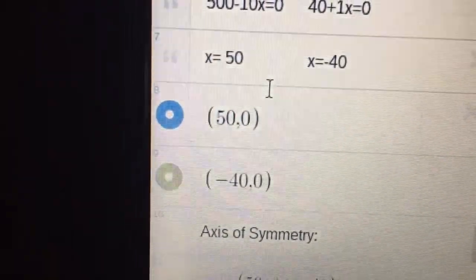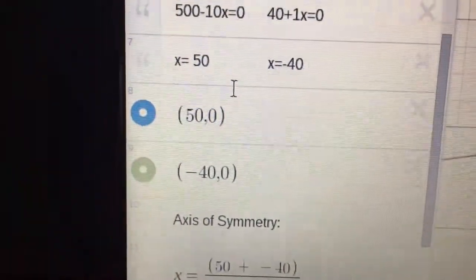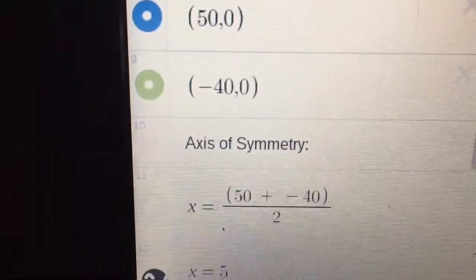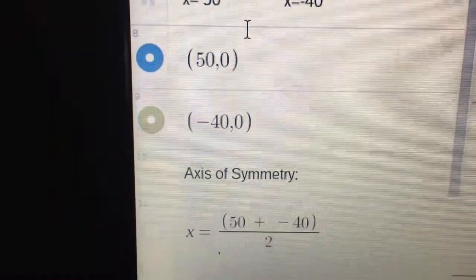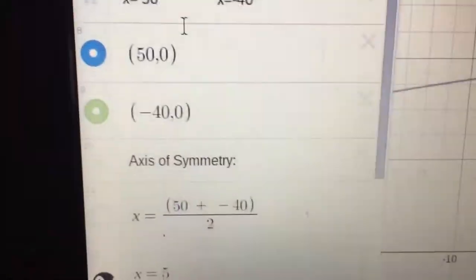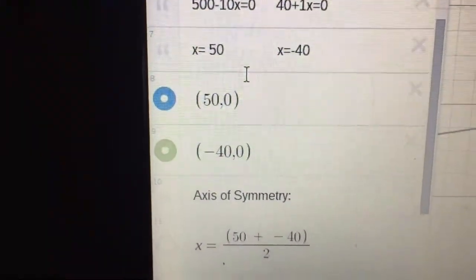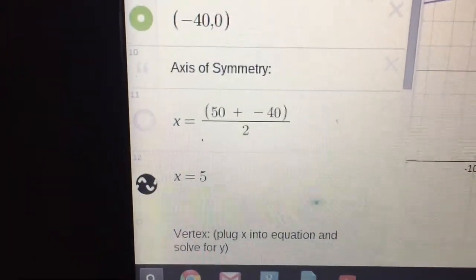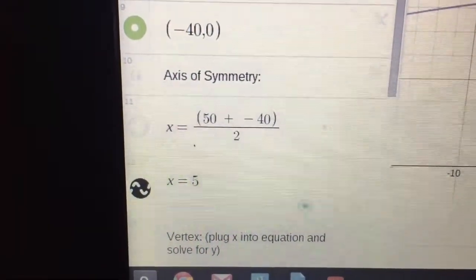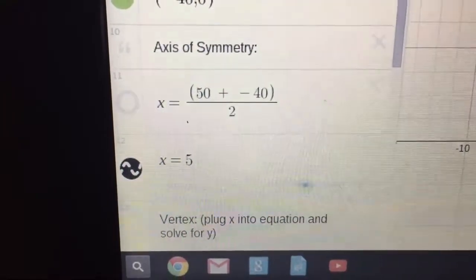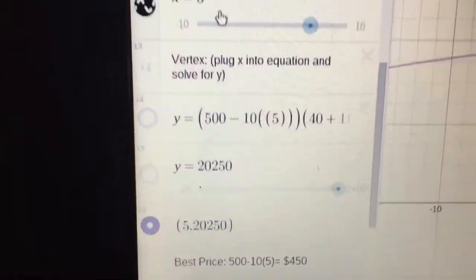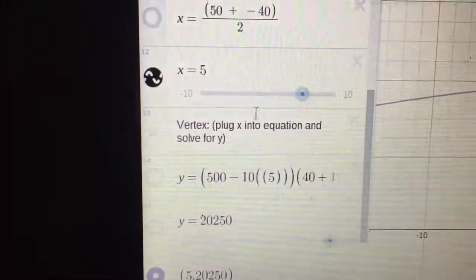So one of your points would be x equals 50 and y equals 0. And the same thing for the other side: x equals negative 40 and y equals 0. Those would be your points. Now to find the axis of symmetry, you would do x equals (50 plus negative 40) over 2. You would divide that and you would get your x. Now to find the vertex, you would plug that into the equation and solve for y.